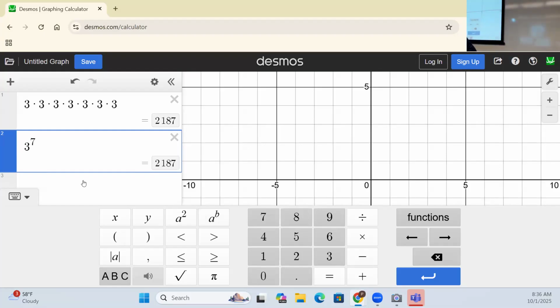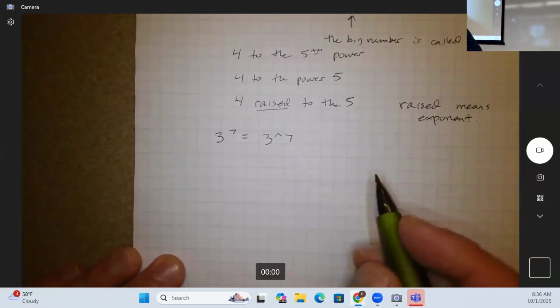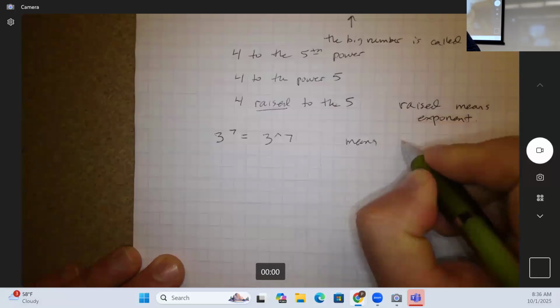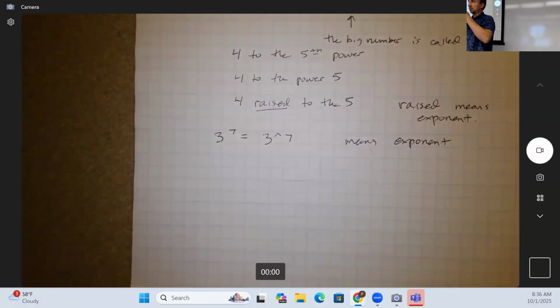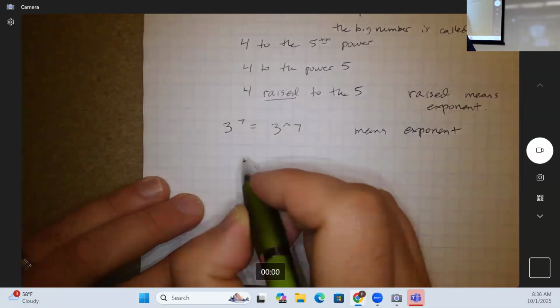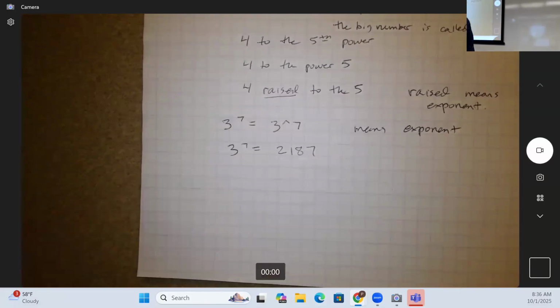So sometimes if you're seeing math typed by computer, you see the little caret sign. This means exponent. It's because some math typing wants to put everything in a straight line instead of moving stuff up and down. It uses the caret to indicate that it's moving things up. And that was a number that grew pretty quickly, 2,187.